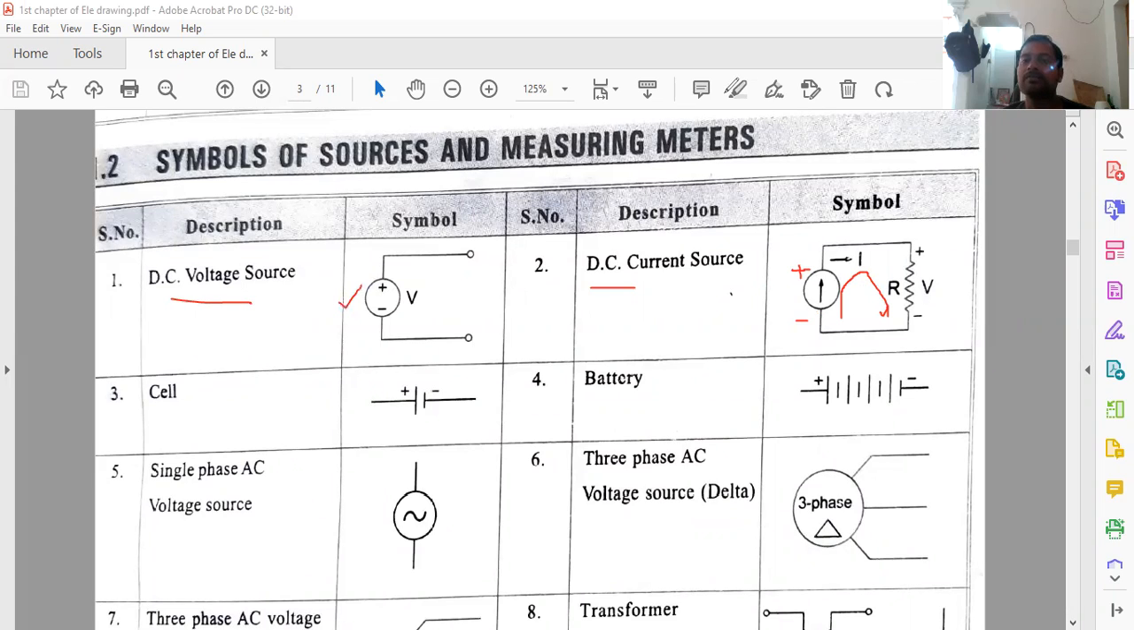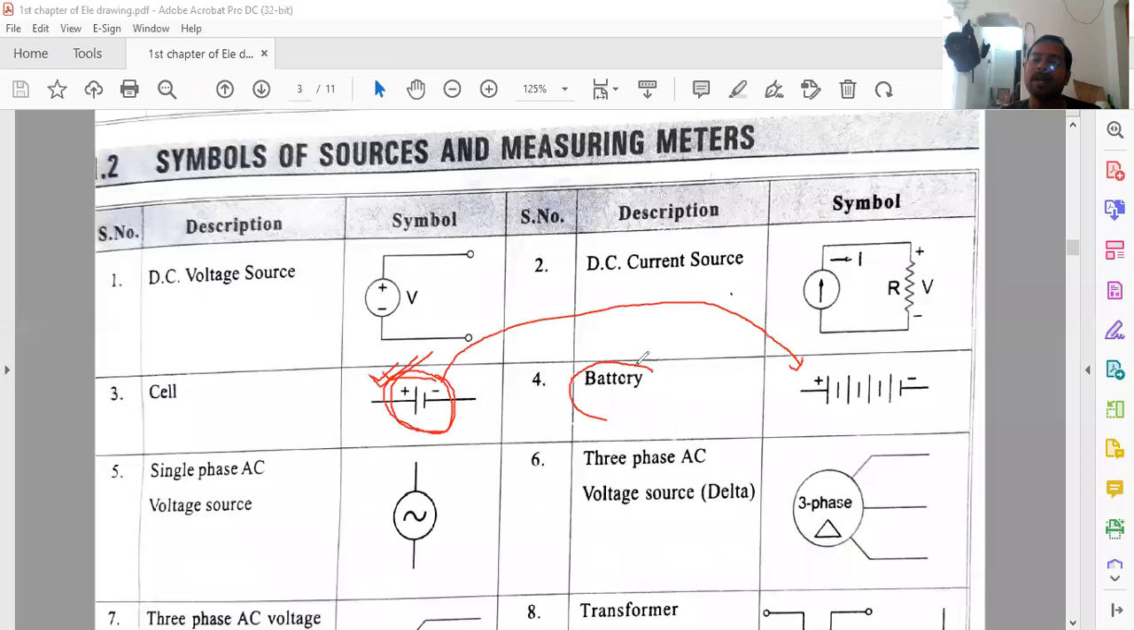Is that clear? Yes, sir. Now look at this source again. This is a cell, as I already explained in the previous session. This is positive and negative. Remember, this is not a battery. This is a cell. A combination of more than one cell is a battery, and the battery representation will be like this. Is that clear?